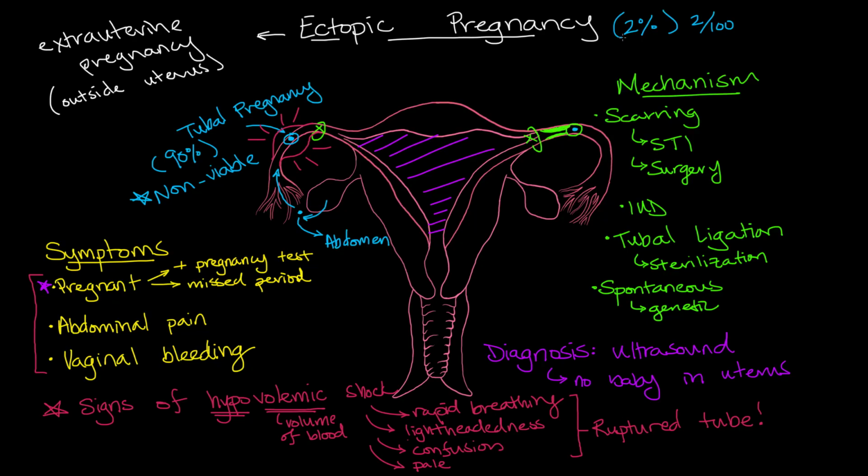And if anyone comes in with these signs, of course, this is an absolute emergency. This patient would have to go to the operating room to have surgery done to repair this ruptured tube. And they may just lose the tube. They may lose the whole uterus, depending on how bad it is and what other problems they have going on. But again, ideally, you would see these symptoms earlier and prevent it from getting to the point of a ruptured tube.